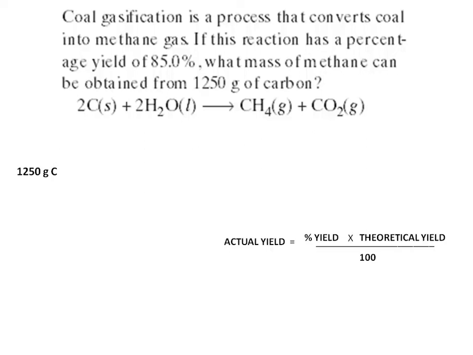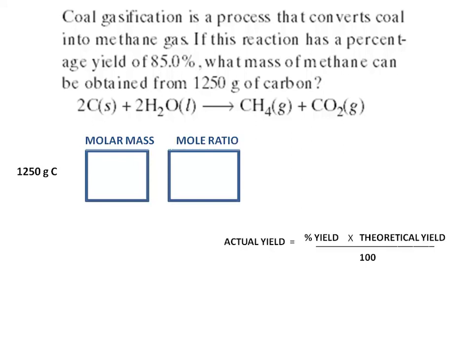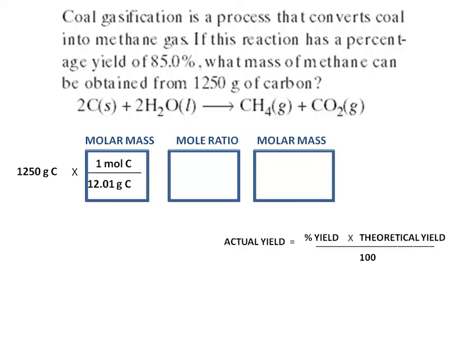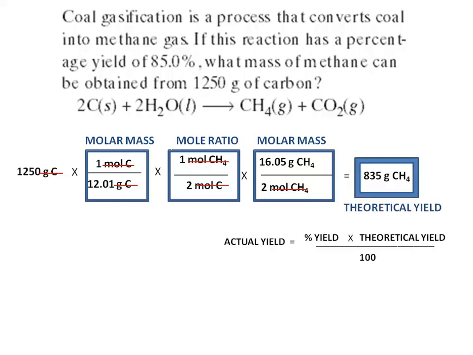I start off with what I'm given, which is 1,250 grams of carbon. I do the 3-step conversion, that's gram to gram. I cancel carbon. I switch it to CH4 using the mole ratio. And then I cancel the moles of CH4 to get grams of CH4. And those numbers I got from the periodic table looking at the molar masses. The theoretical yield is 835 grams of methane, CH4.